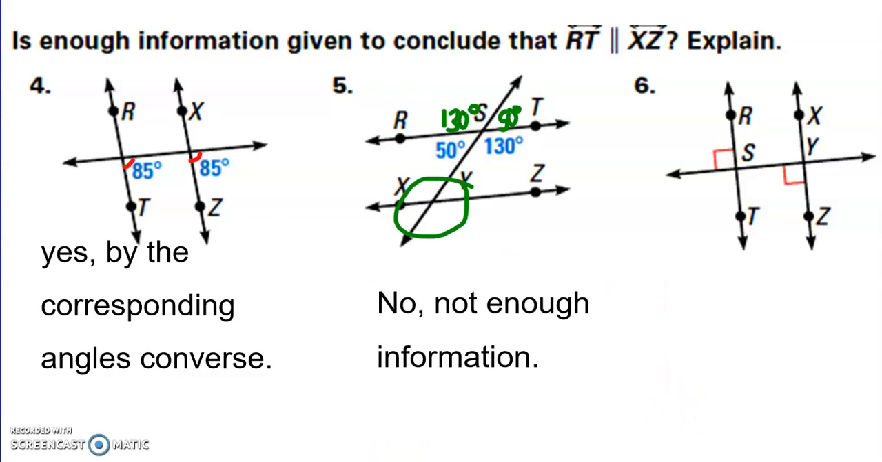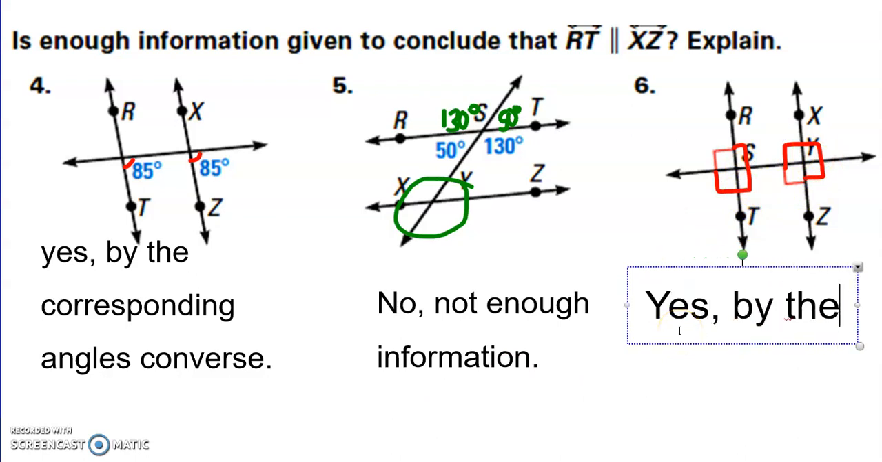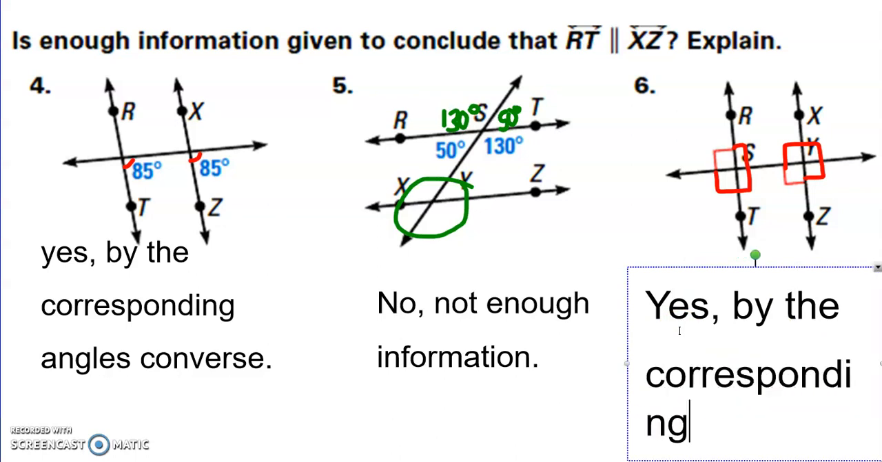Okay. In this example, if one angle is 90 degrees, we learned in section 3.2 that all 4 angles are 90 degrees, and same thing over here. So we actually have 4 pairs of corresponding angles that are all congruent here. So yes, I can conclude that the 2 lines are parallel by the corresponding angles converse.